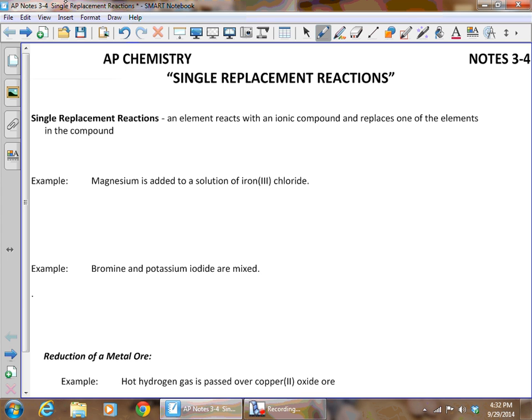Today we're going to talk about single replacement reactions. Single replacement reactions are reactions in which a free element reacts with an ionic compound and replaces one of the elements in that compound. Now it's very important to know what that free element is and categorize it, because the rule is that metals replace metals and nonmetals replace nonmetals.